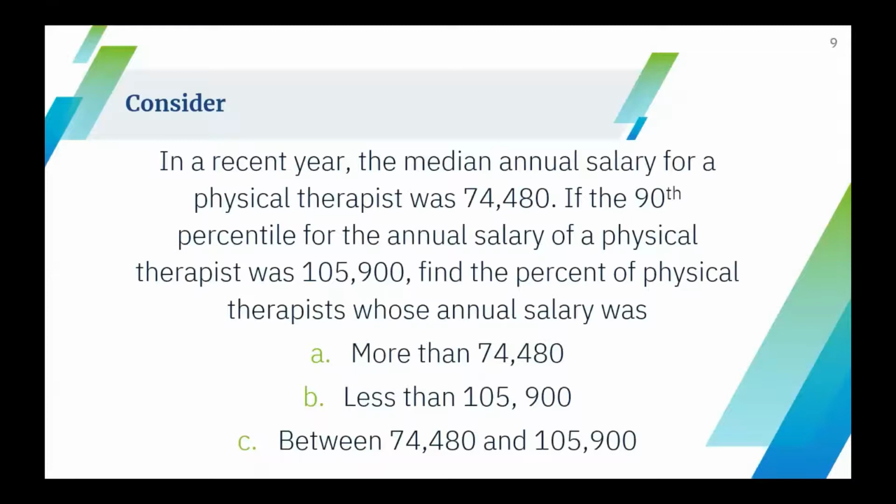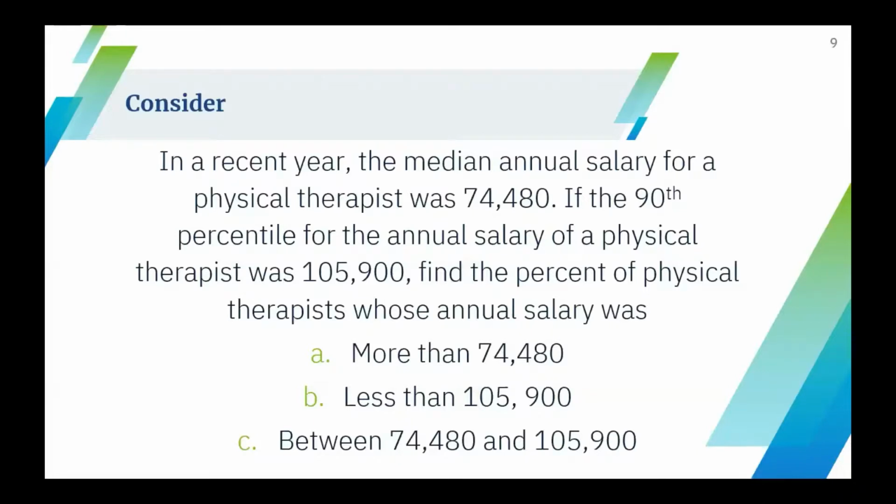105,900, find the percent of physical therapists whose annual salary was A, more than 74,480, B, less than 105,900, and C, between 74,480 and 105,900. By definition, the median is the 50th percentile. Therefore, 50% of the physical therapists earned more than 74,480 per year. Because 105,900 is the 90th percentile, 90% of all physical therapists made less than 105,900.